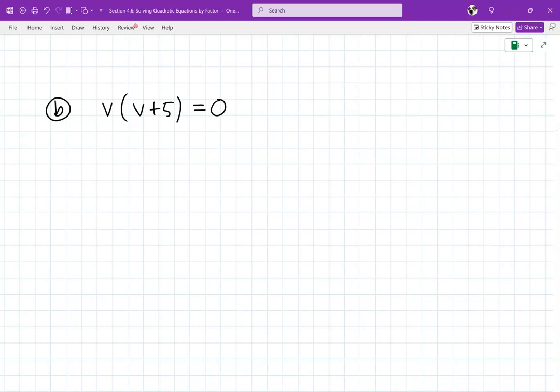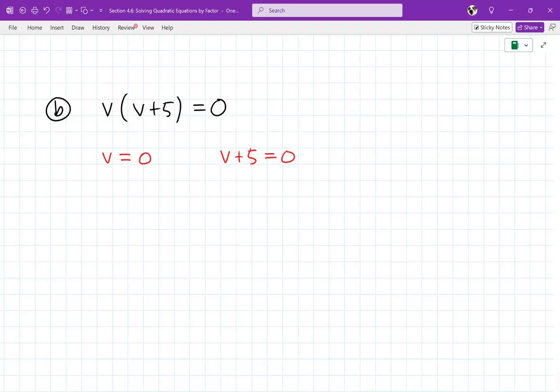Okay, so v times v plus 5, that's equal to 0. So notice, it's v times v plus 5, something times something, right? A times b, the way the formula says. So since it's two things being multiplied and they're set equal to 0, what you can do is set one of those things equal to 0, or the other one of those things equal to 0. So v equals 0, v plus 5 equals 0.